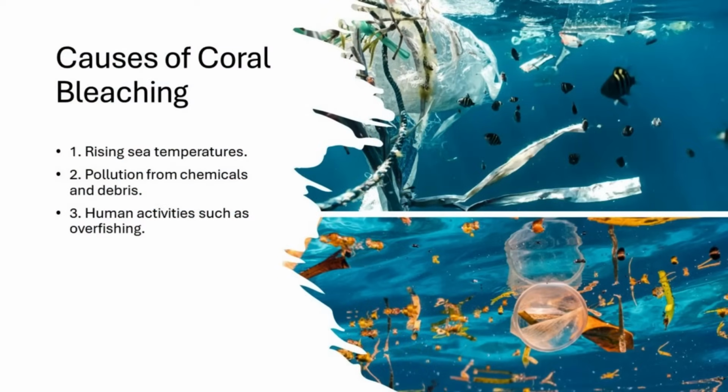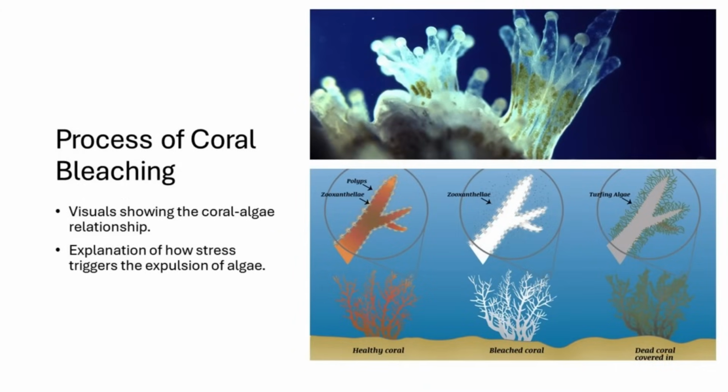Causes of coral bleaching. As we delve into the causes of coral bleaching, we uncover three main factors: rising sea temperatures, pollution from chemicals and debris, and human activities such as overfishing. These stressors create unfavorable conditions for coral reefs, making them more susceptible to bleaching events. Understanding these root causes is crucial as it prompts us to reflect on our impact and consider sustainable practices to mitigate these threats.